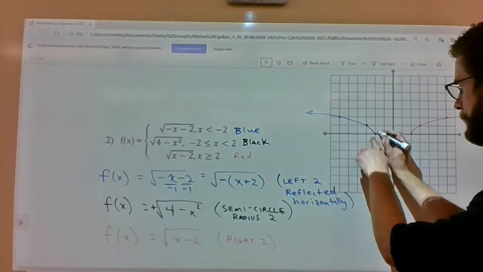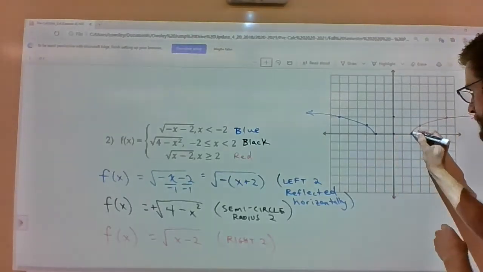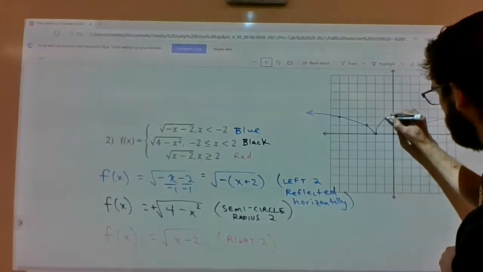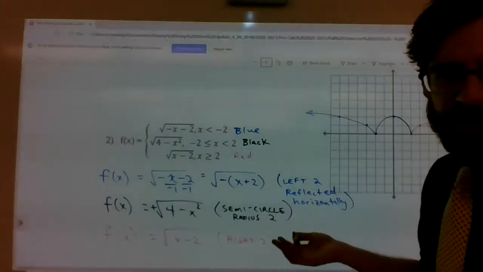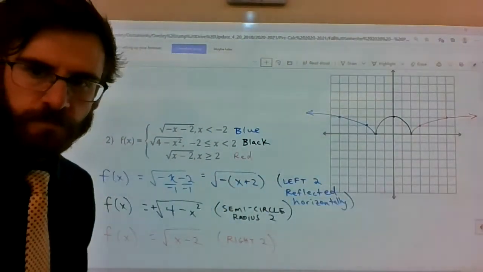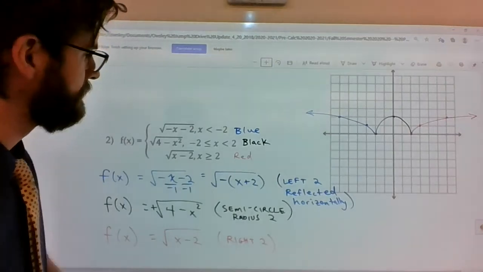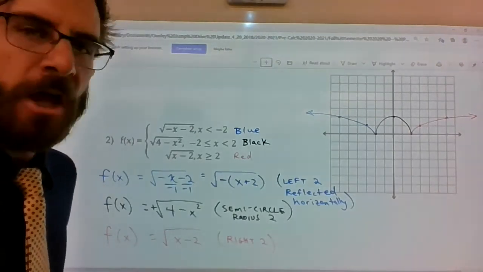2 units out, 2 units up, 2 units right. And then you take away the centerpiece because it's not really a part of the circle itself. And there's our function. All right, let's check out one more.